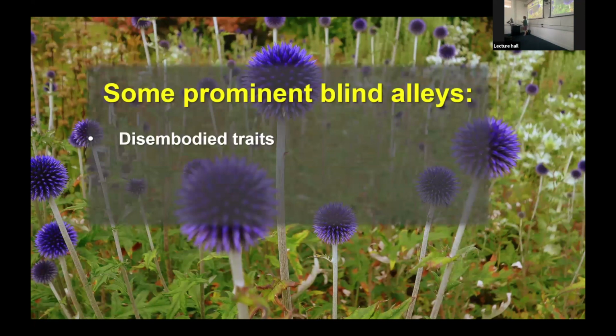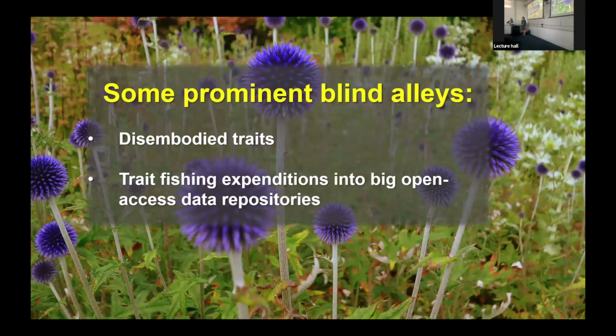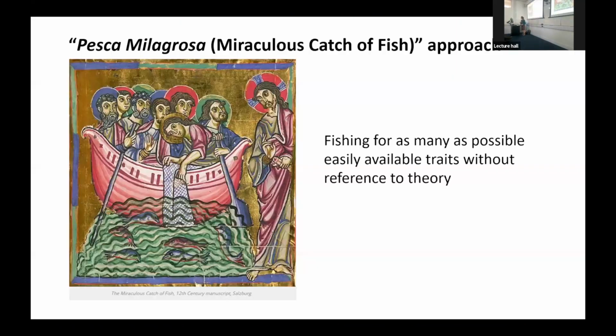Second blind alley is about fishing expeditions. It's what I call the pesca milagrosa, or miraculous catch of fish approach. And the name comes from the episode in the Bible where there were all these fishermen catching nothing, and then came Jesus and made a miracle, and they cast the nets and they pulled them up heavy, full of fish.